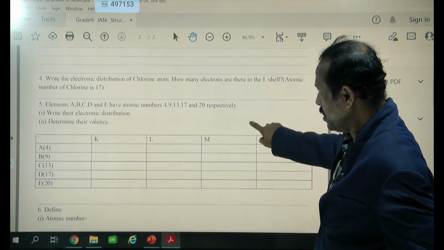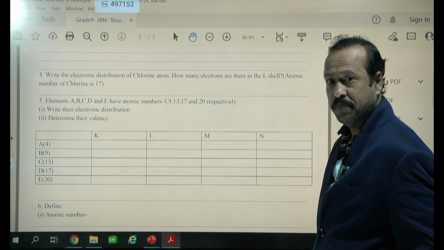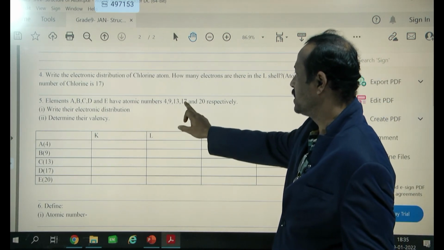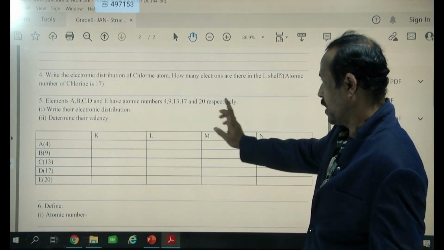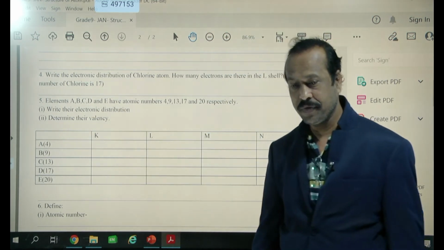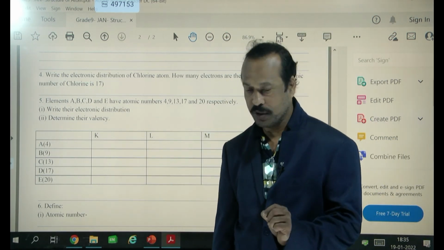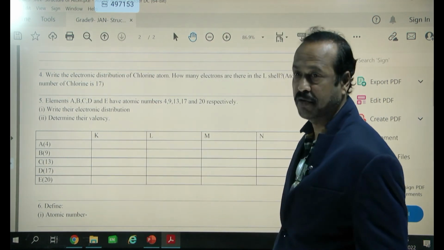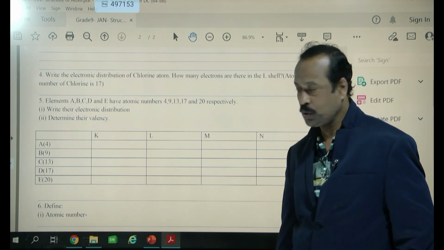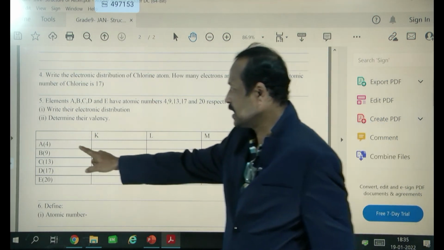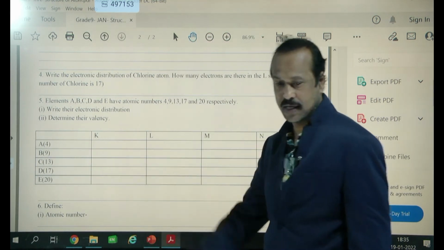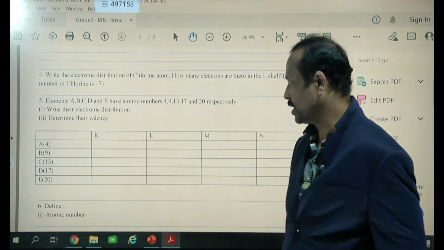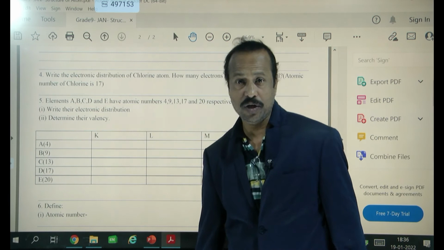Now, elements A, B, C, D and E have the atomic numbers 4, 9, 13, 17 and 20. Write the electronic distribution and determine their valency. Here the K, L, M, N shells are given, and you have to distribute the electrons. First let us take A. 4 electrons are there. How can you distribute them? 2, 2, very good. 2 in the K shell, 2 in the L shell. Next, B has atomic number 9. How can you distribute?